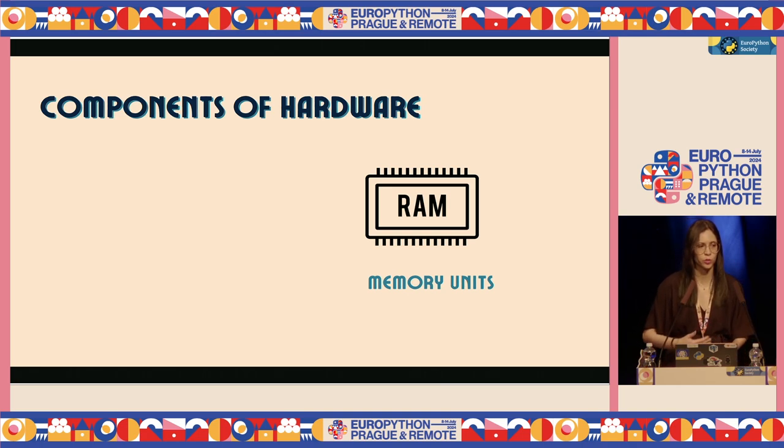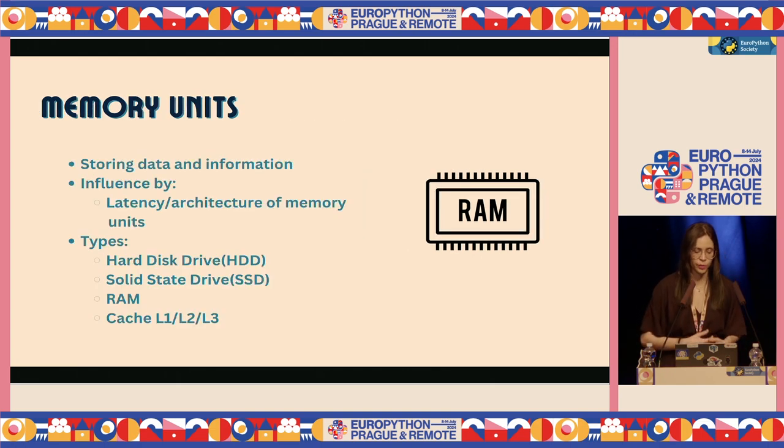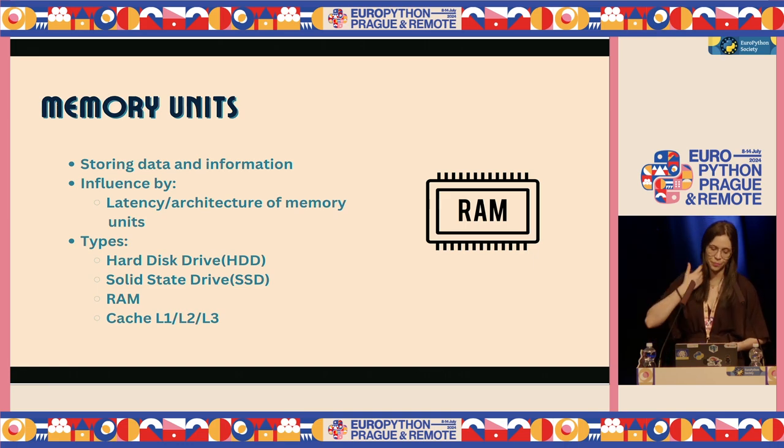We talked about processing, but we have to put this data somewhere, so we're going to talk about storing. Going over the components of hardware in memory units, we have types of storage. They are used for storing data and information. They are influenced by the latency and the architecture of the memory units, and they are related to types such as HDD, SSD, RAM, and cache.